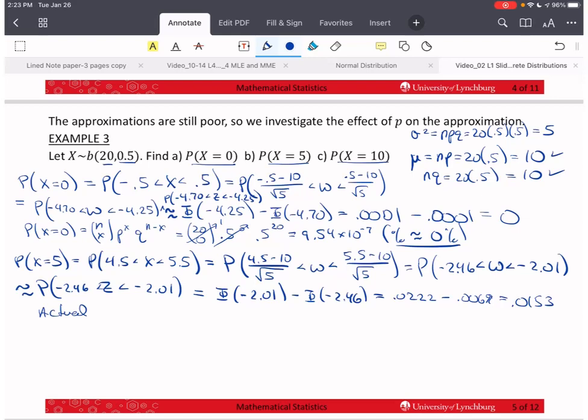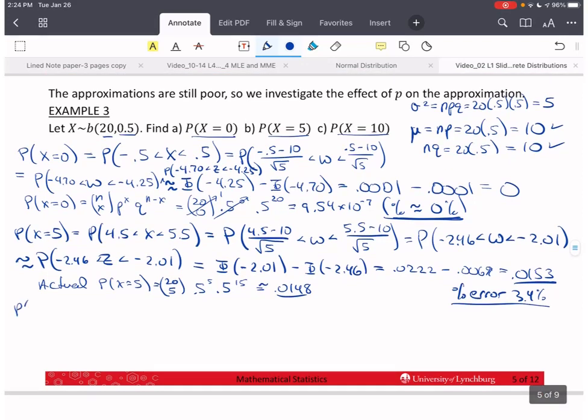The actual, plugging into the binomial formula, probability x equals 5 is equal to 20 choose 5, 0.5 to the 5, and then 0.5 to the 15, or 0.5 to the 20, since P and Q are equal in this case. And this is going to equal 0.0148, thereabouts. And so this and this are pretty close, are they not? And so the percent error is only 3.4%. So that's pretty good. So we had 0% or thereabouts here, and now we had 3.4%.